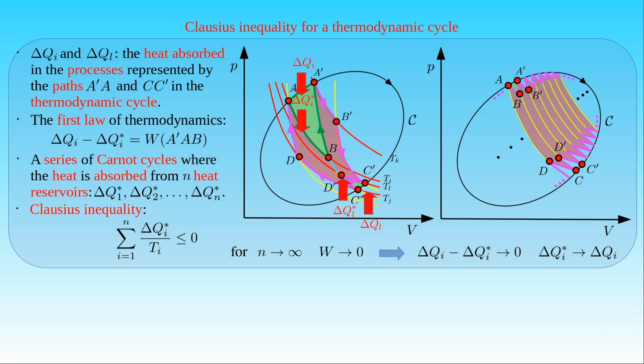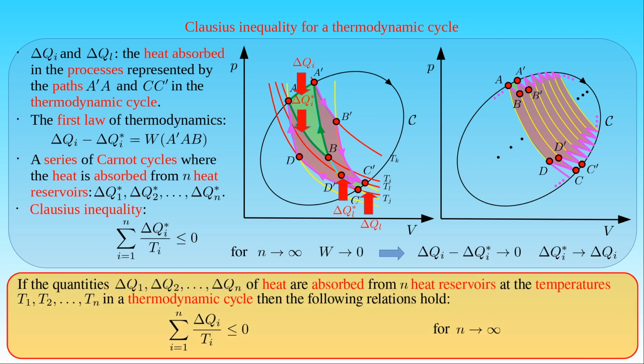Then we conclude the following theorem. If a system absorbs the amounts of heat delta Q1, delta Q2, ellipsis, delta Qn from the thermal reservoirs at the temperatures T1, T2, ellipsis, Tn in a thermodynamic cycle, then the Clausius inequality holds, stating that the sum of delta Qi divided by Ti from I equals 0 to n is less than or equal to 0 in the limiting case where n tends to infinity.